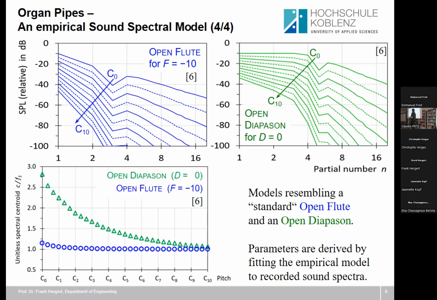maybe. But at the diapason, it's different. The diapason, the centroid is not at 1. It's a bit more to the right. It might be even at 2.5 or 3 at the very low pitch, and then it shifts towards 1. So it's very regular, what we see here. Very regular course.